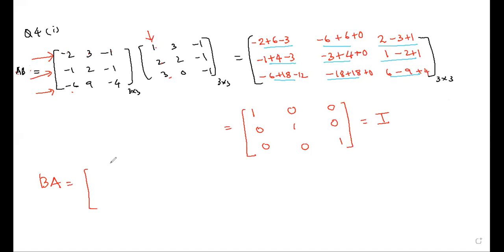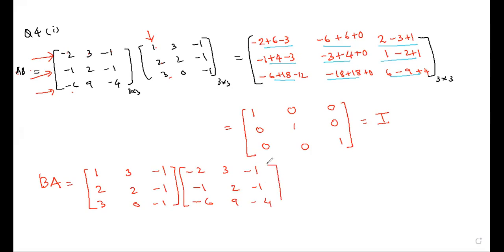Okay, BA: 1, 3 minus 1, 2, 2 minus 1, 3, 0 minus 1, to be multiplied with minus 2, 3 minus 1, minus 1, 2 minus 1, minus 6, 9 minus 1.